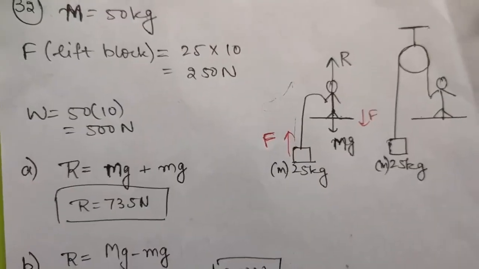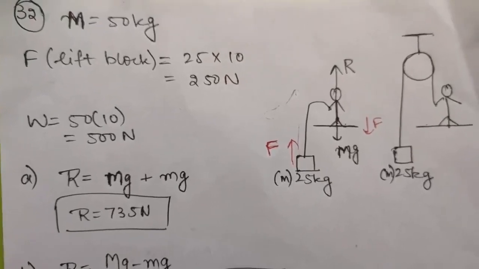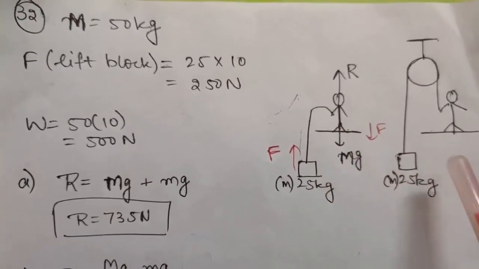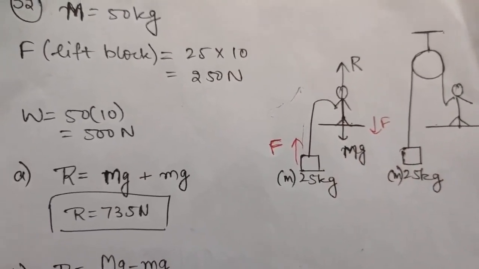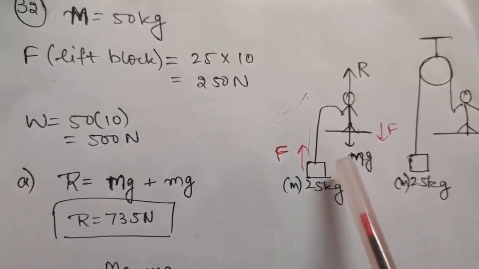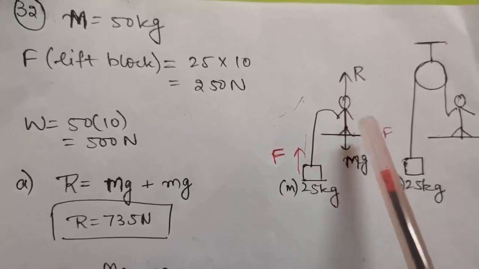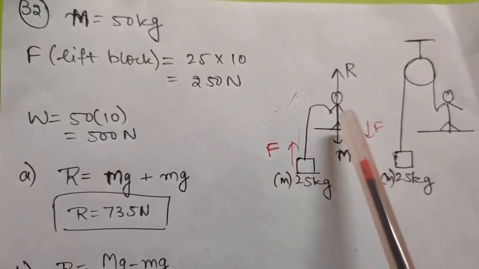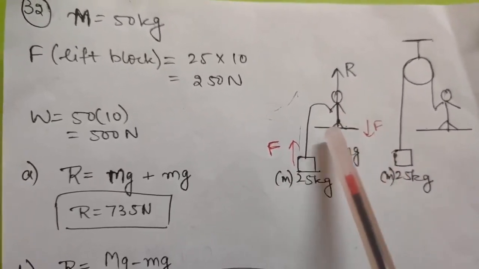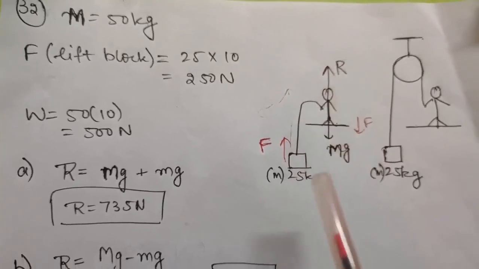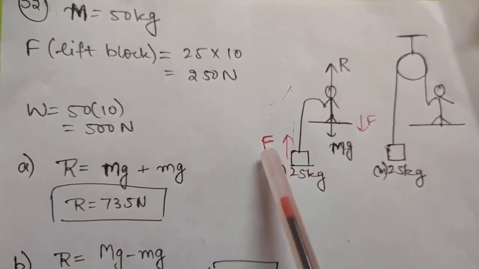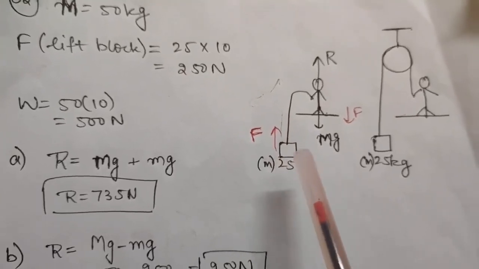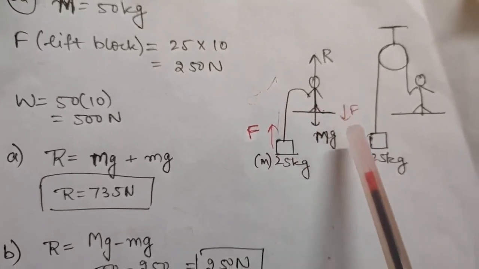So next question is question number 32. It says that there is a block of mass 25 kilogram and a man is pulling this block in these two situations. Then you have to tell what will be the reaction on the man in these two cases. So first of all, look at this case. The mass of the man I am taking is capital M and mass of box to be small m. So for the man, the weight will be acting downward, that is Mg, and reaction by the ground will be in upward direction. In this case, the man is applying a force of, let's say, F newtons in the upward direction to lift the block. Therefore, there will be a reaction on the man in downward direction.